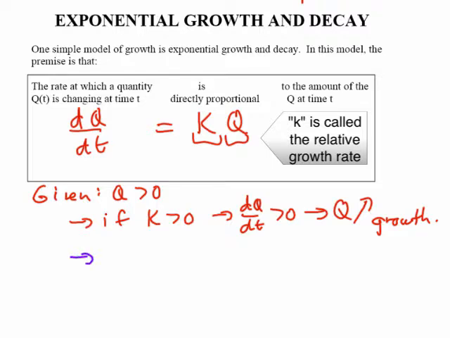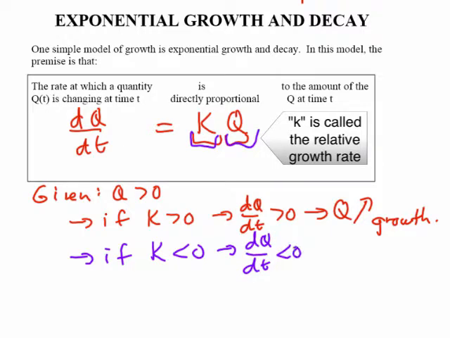But notice that our model also accounts for when a quantity declines. If our Q is positive, like we say, but k is negative, a negative times a positive will make dQ/dt, our derivative, negative. And if our derivative is negative, it means that the quantity is decreasing. And so this is called a decay situation.